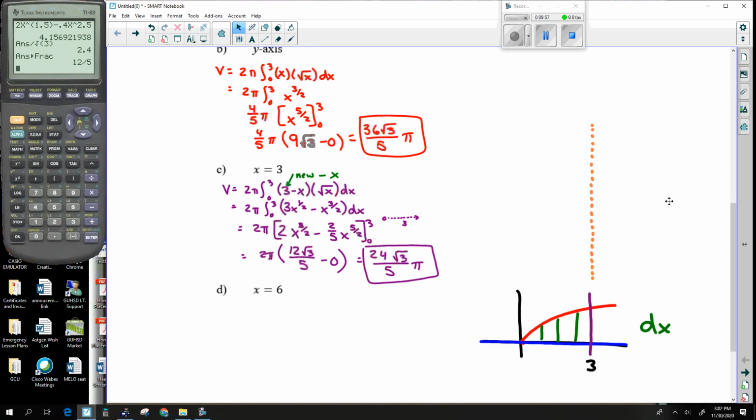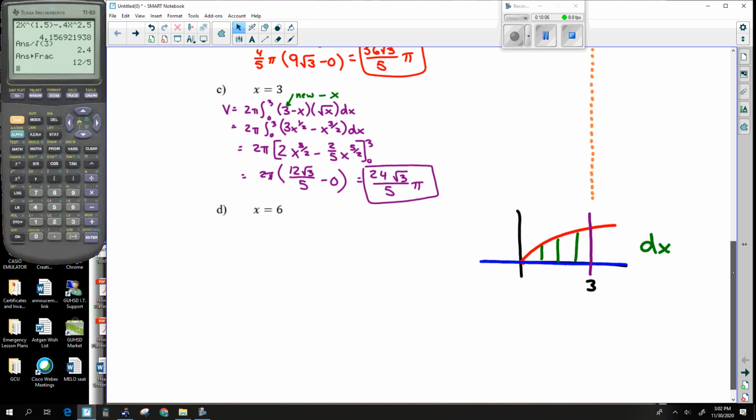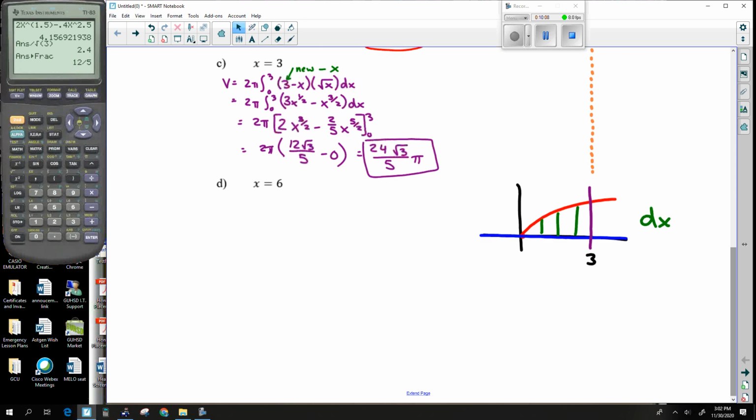Okay. Next problem. Similar. Similar, we are still going to integrate from 0 to 3, but now the axis is over here at 6, and so we have to adjust accordingly in that situation. So again, it's most advantageous to us to integrate up and down in dx style.